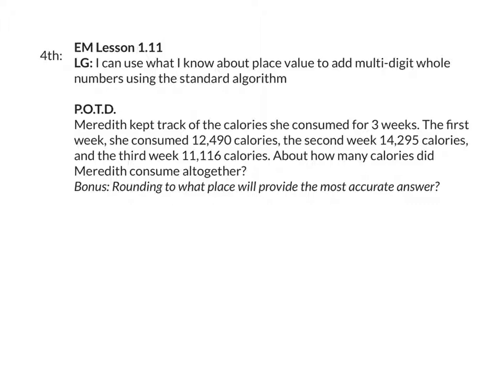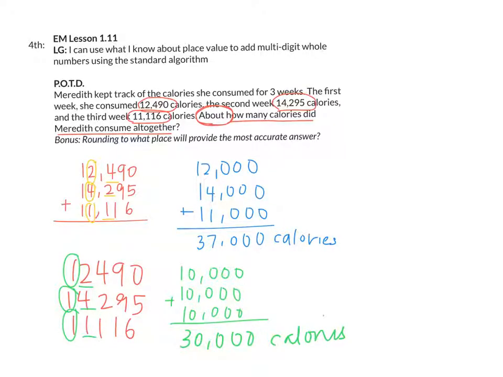And today we're going to use what we know about place value to help us add multi-digit numbers, that means more than one digit, using the standard algorithm. When we round to the thousands, the sum is 37,000 calories. When we round to the nearest 10,000, it's 30,000 calories. Which is more accurate, 37,000 or 30,000? Why is 37,000 more accurate? Because it's closer to the actual amount. When we round to a smaller place value, it's going to be more accurate than when we round to a greater one.